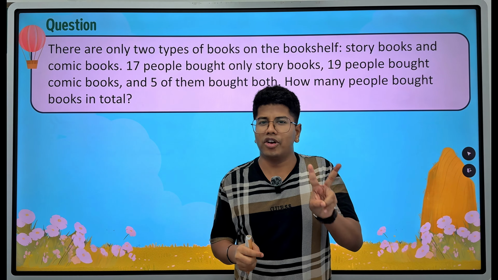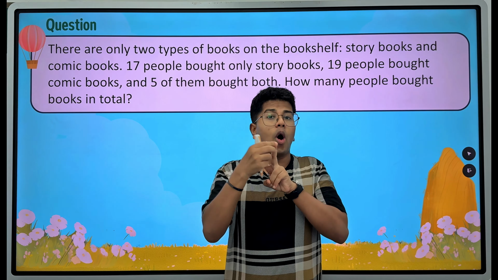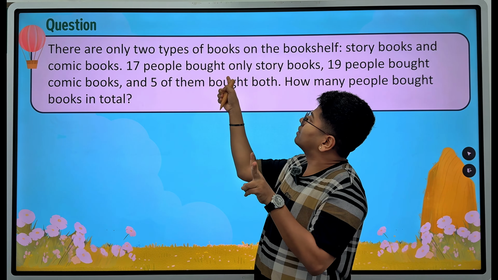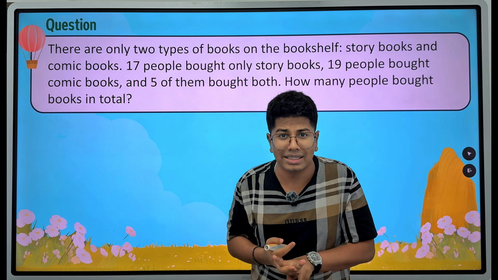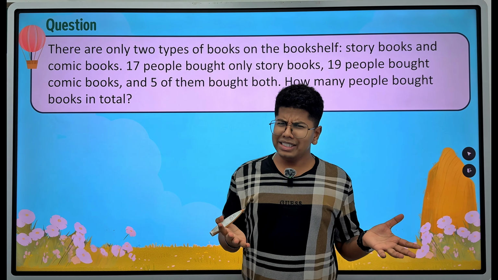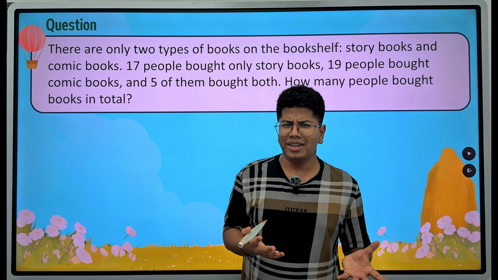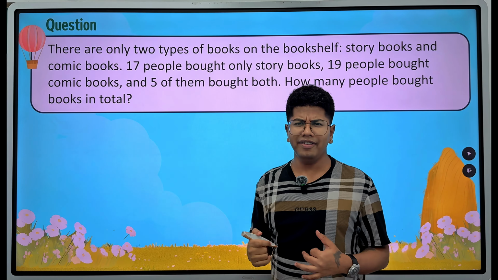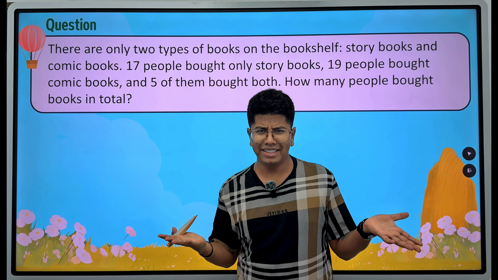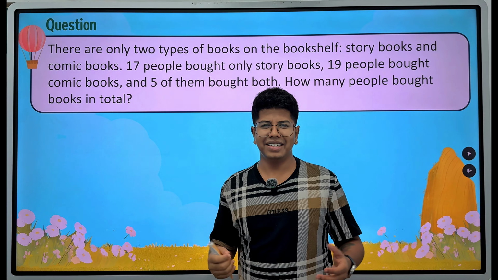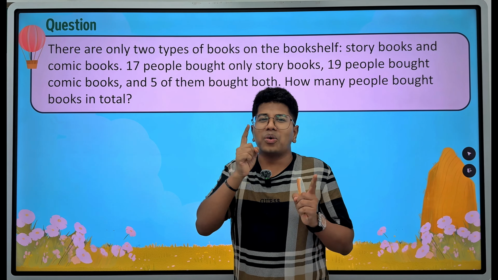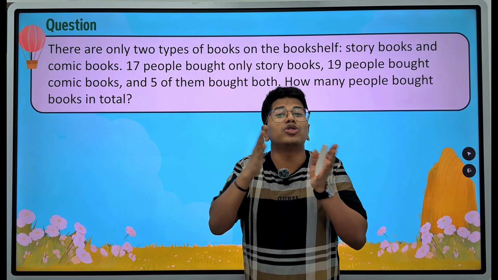Here there are two types of books, story books and comic books. Now for both the books, the number of users, that is the people, is given to us. So the question is asking us to find out the total. So should I just add 17 plus 19 plus 5 and that's the final answer? Is it like this? There is a problem because the 5 that the question says is for both of them.